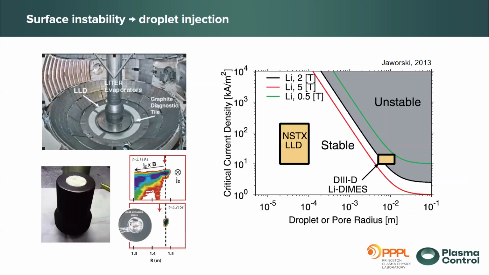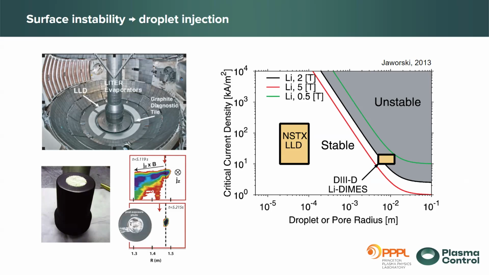Here I'm circling back to one of the issues we're facing, the surface instability. When you have an open surface of liquid lithium, either on a tile or on a flowing channel, you have to be careful about the size and the scales you're choosing, because just from the J cross B force, the Lorentz force, from the plasma currents and the B field, you can generate a force that can eject the lithium into the plasma, which is not desirable.